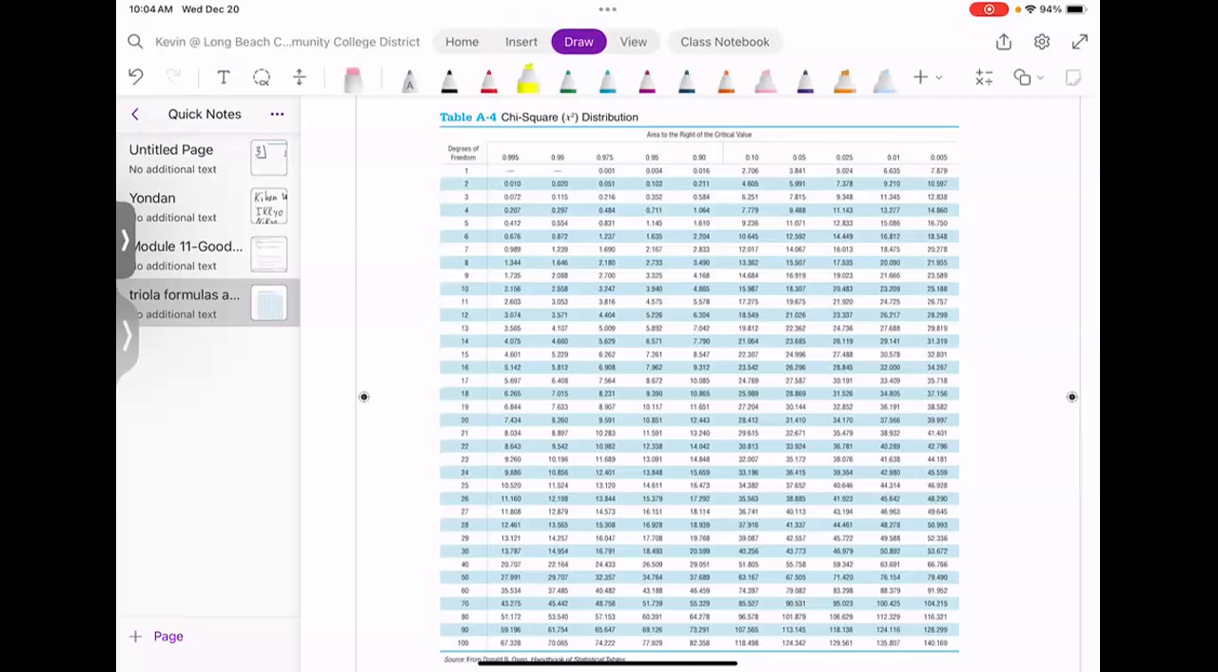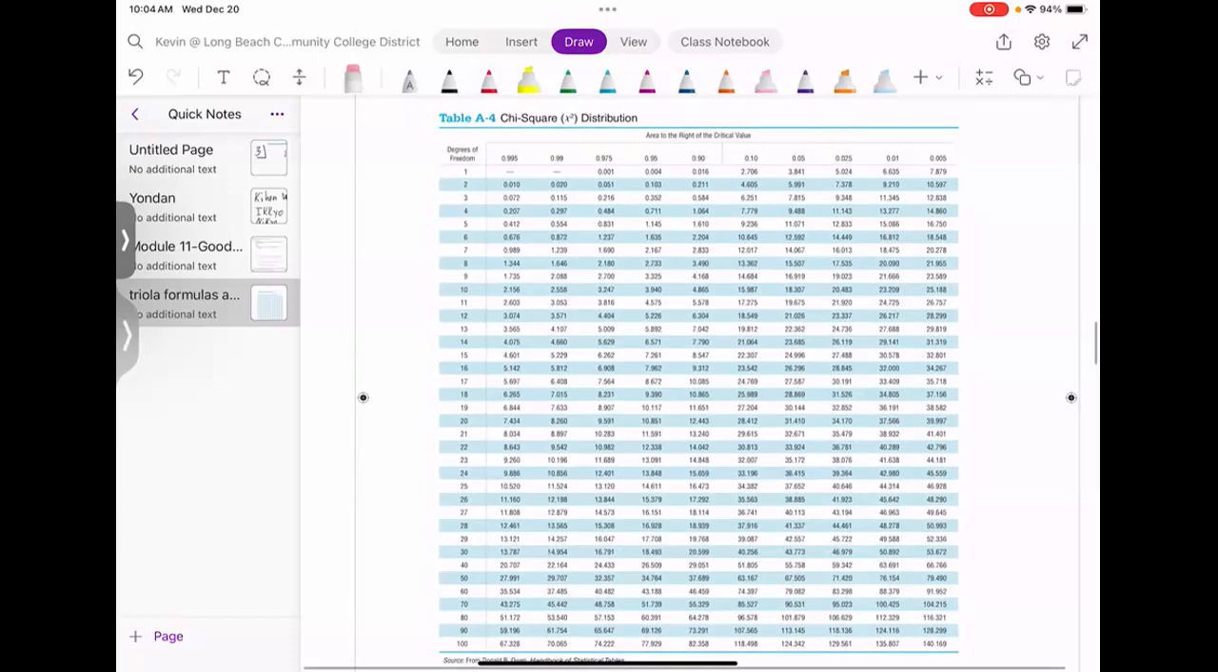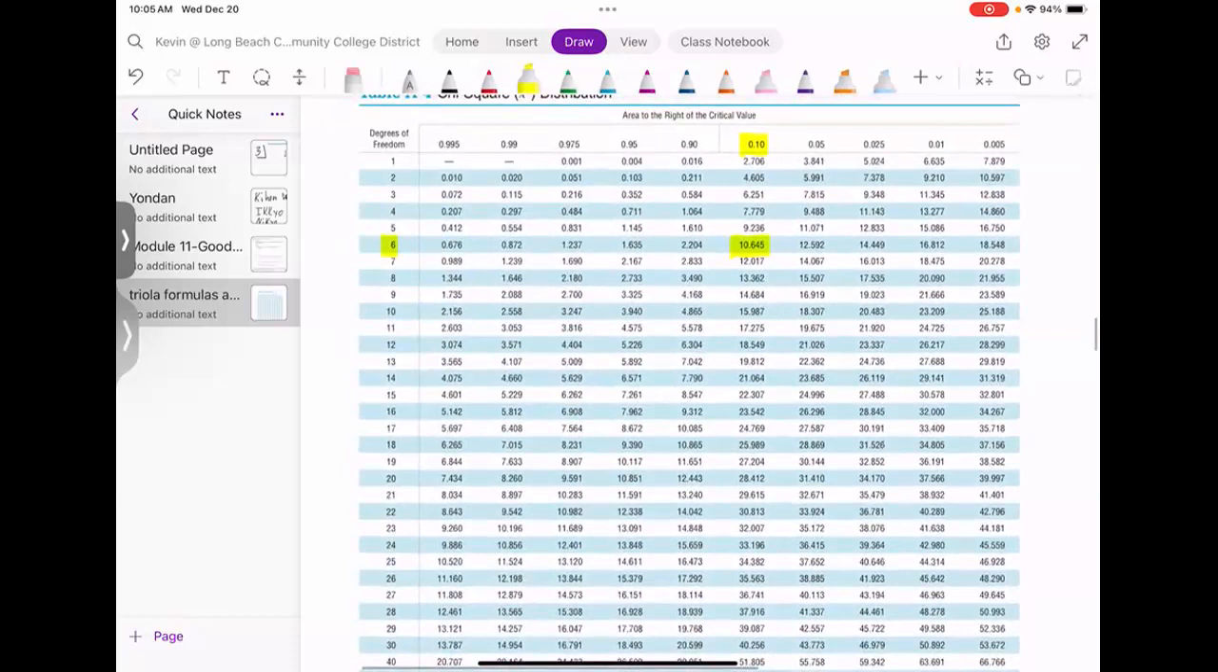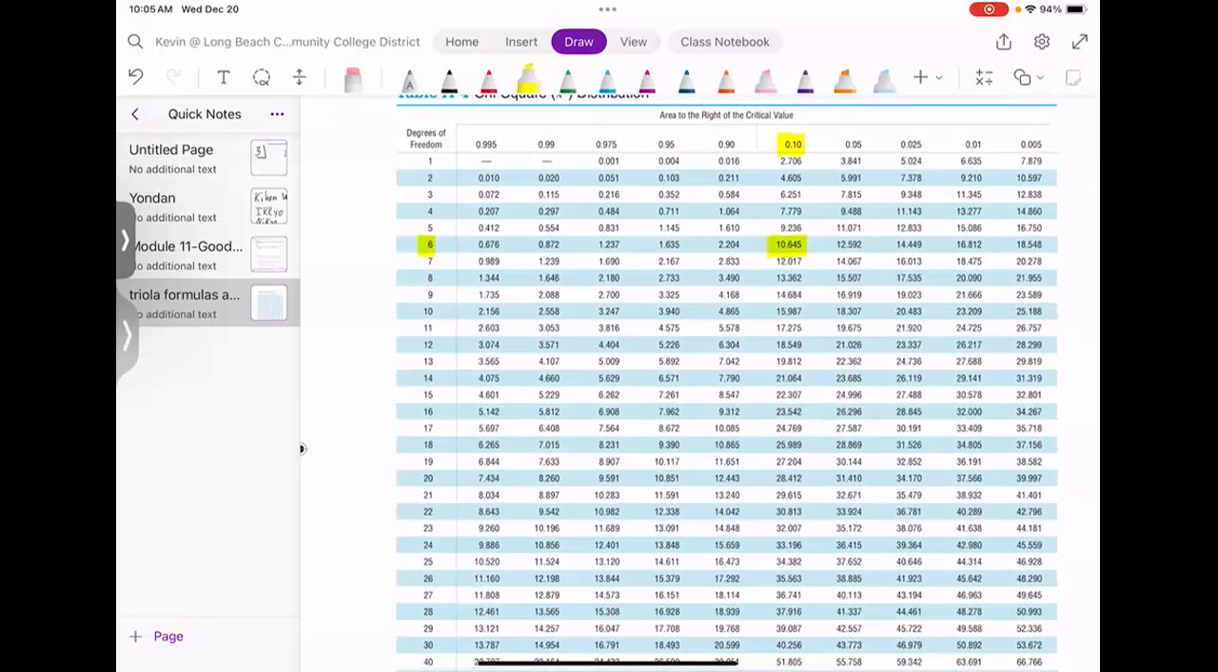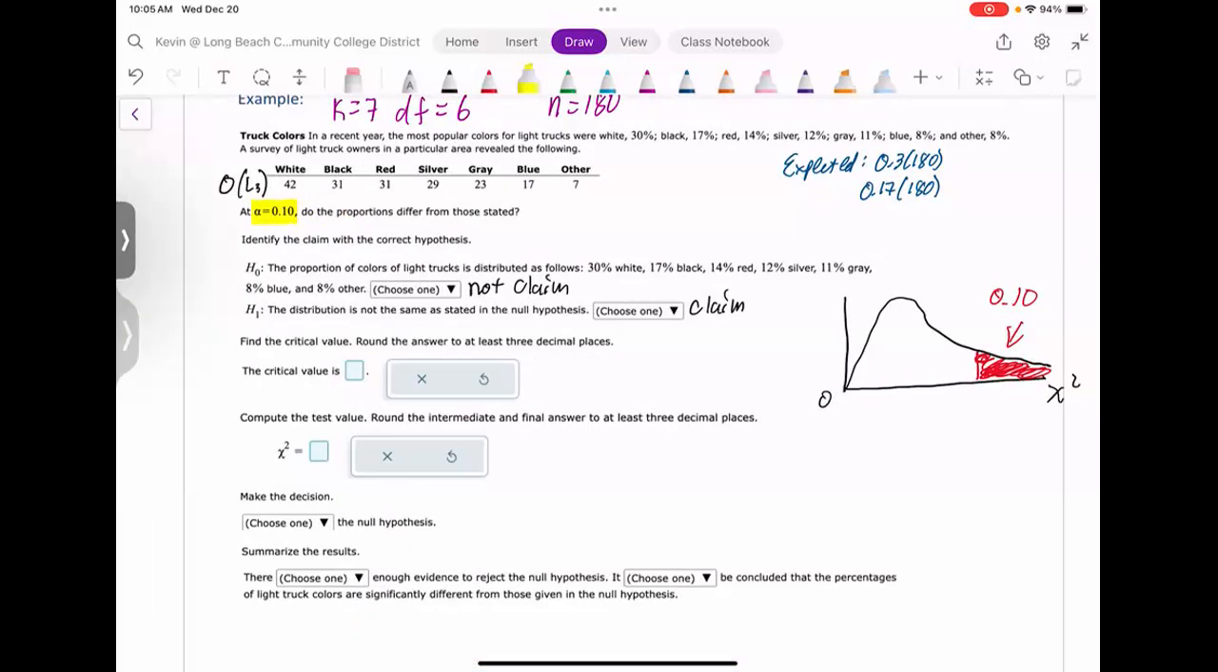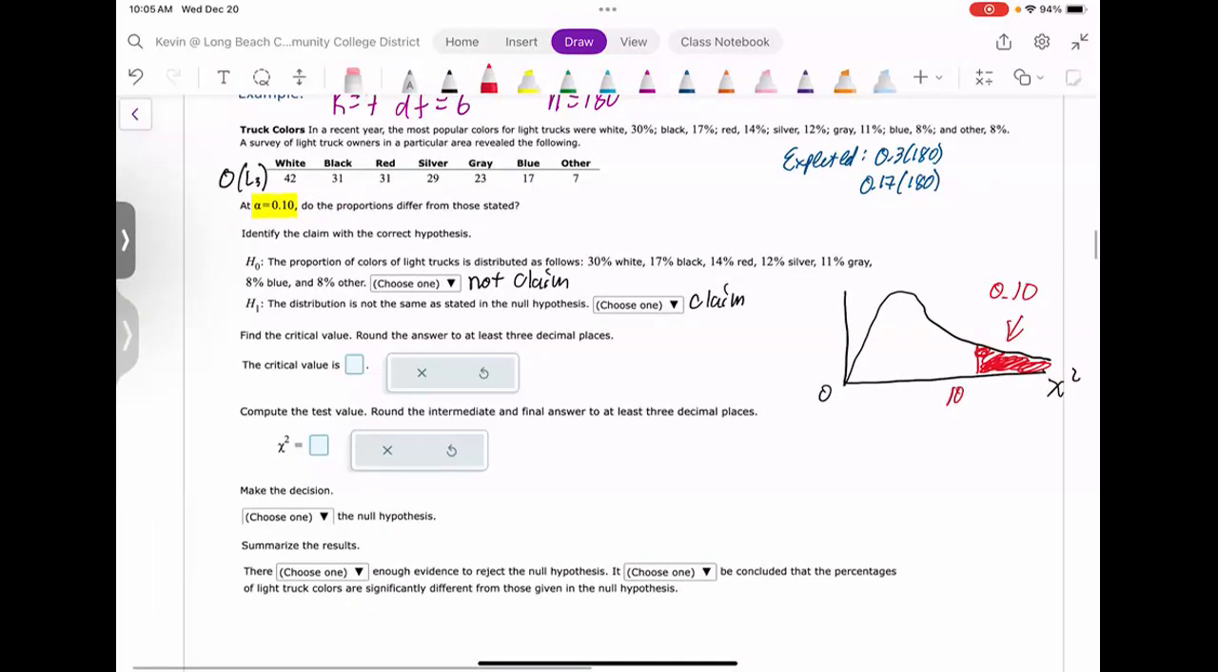So let us highlight what we have here. 0.10 is here. Degrees of freedom is 6. So we are looking at 10.645 is what I'm seeing. So 10.645, that is our critical value. And we are going to need to find our test statistic. Once again, we're going to be running a chi-squared goodness of fit test.